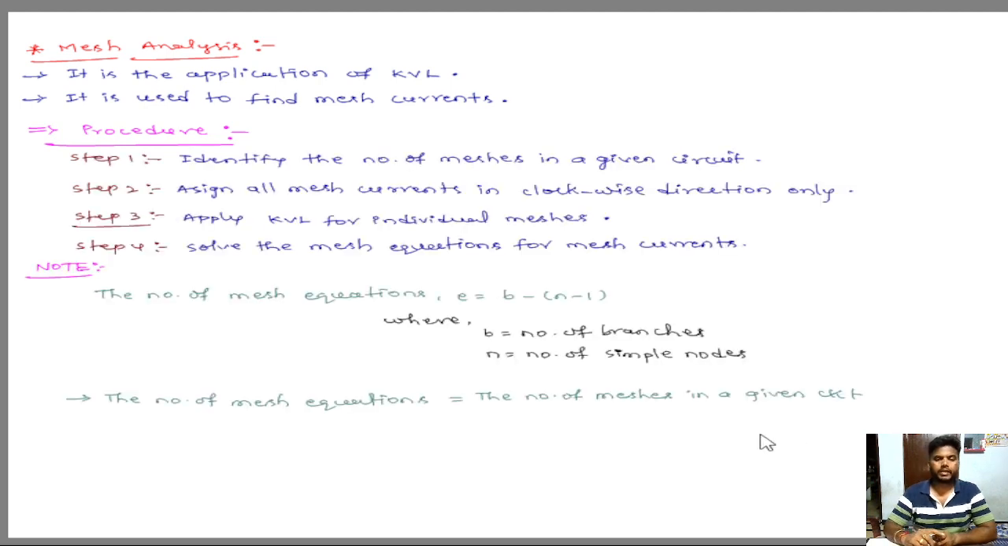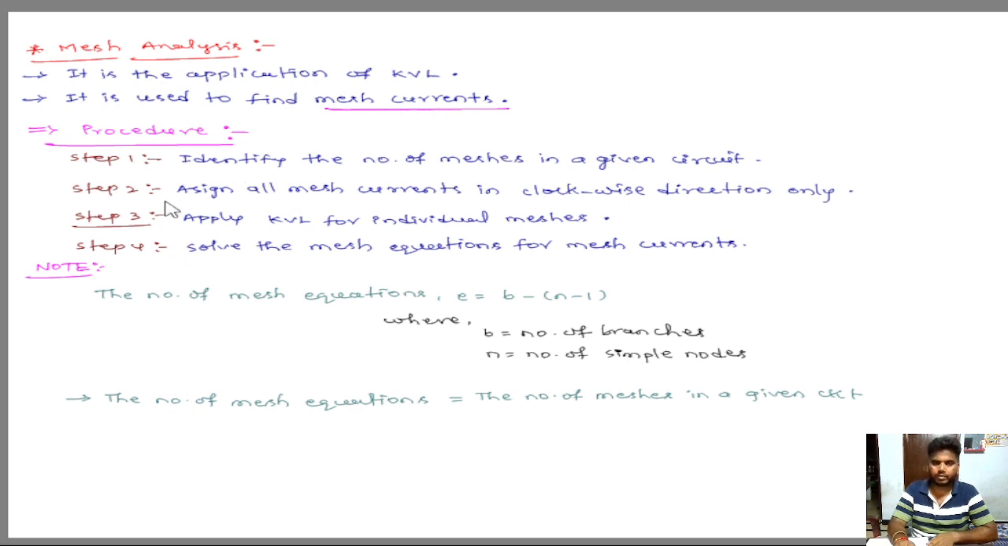Mesh analysis is the application of Kirchhoff's voltage law (KVL), and it is used to find the mesh currents. The procedure to find the mesh currents has four steps.